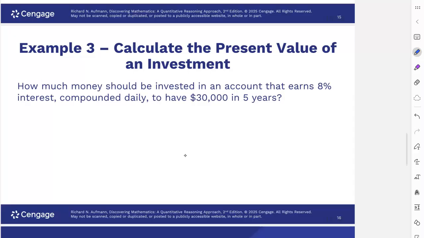How much money should be invested in an account that earns 8% interest compounded daily to have 30,000 in 5 years? So my interest rate is 8%, which is 0.08 as a decimal, compounded daily. We're going to use 365. That's what our textbook's using. We want to have a future amount of 30,000 in 5 years. We're looking for how much we have to invest now. And keep in mind, this is going to be a one-time investment.